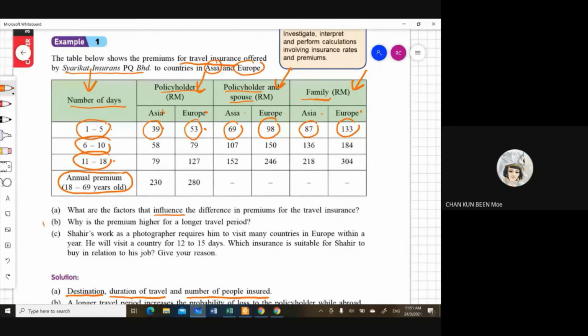Okay, now we look at B here. Why is the premium for longer travel period?